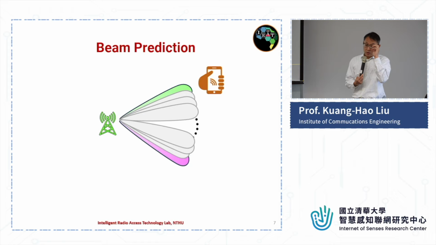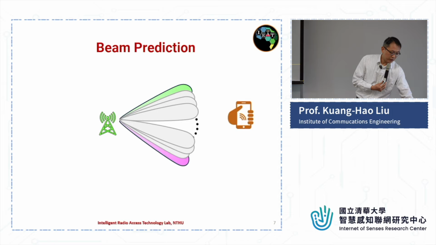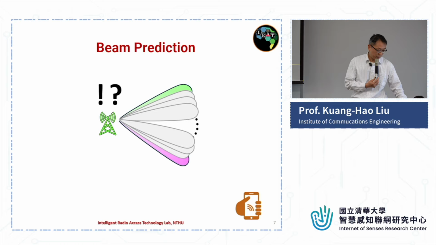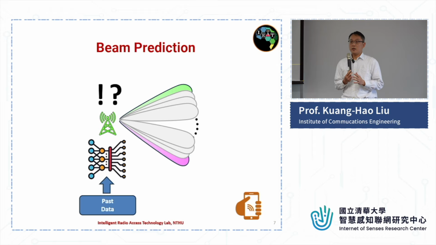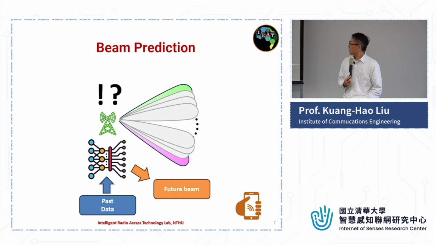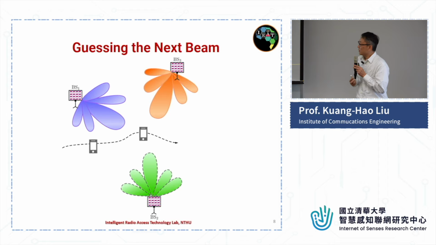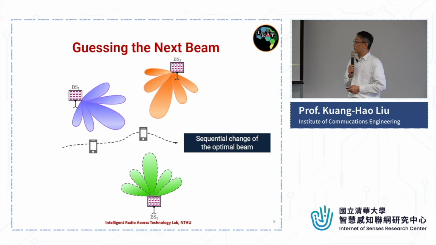So we asked this question: when the mobile user moves, the transmitter or the base station will miss the best direction. So is it possible that, based on the past information, we can add some intelligence at the base station to predict the next optimal direction for transmitting and receiving? So our problem is, can we guess the next beam when the user moves along a certain movement pattern?